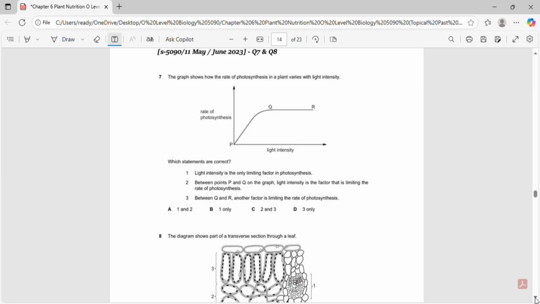Alright, now we're back to multiple choice questions. The first question says, the graph below shows how the rate of photosynthesis in a plant changes as light intensity increases. This graph includes points that are labeled P, Q, and R. Now we are given a few statements to consider.